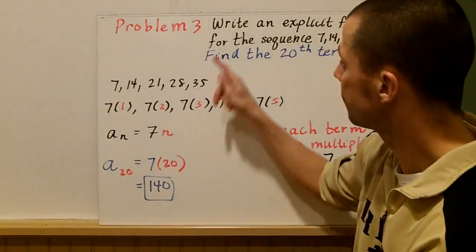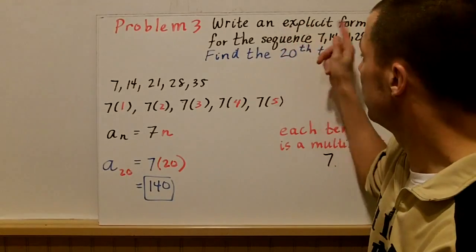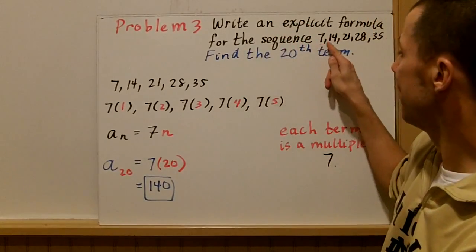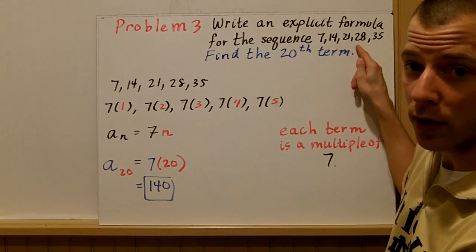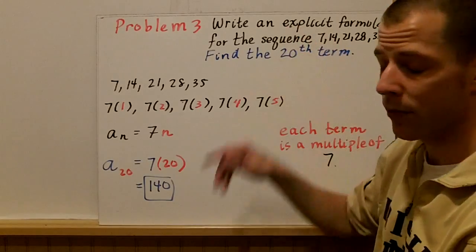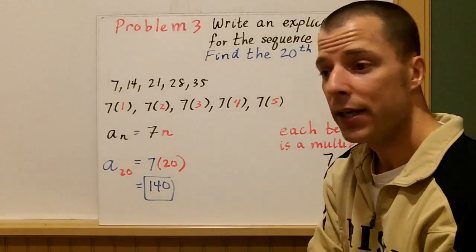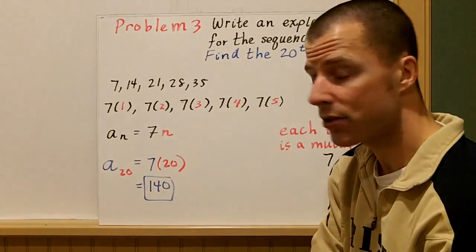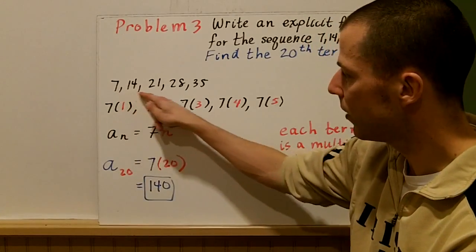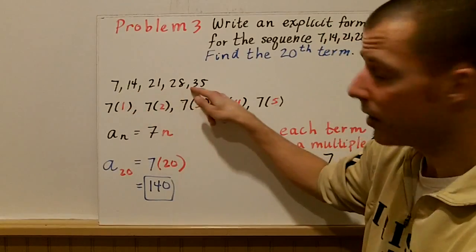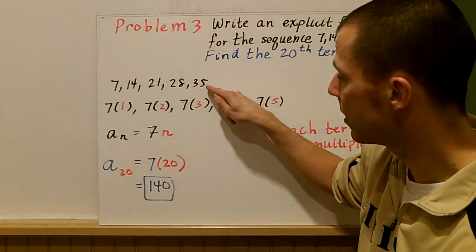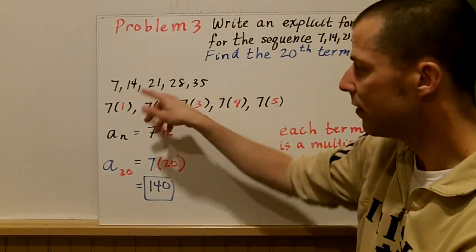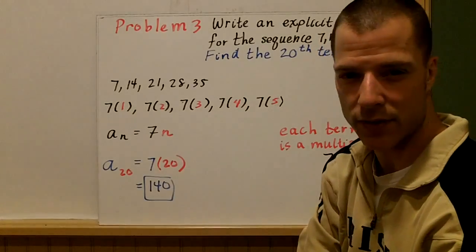Problem number 3. Write an explicit formula for the sequence 7, 14, 21, 28, and 35. So this time we're going with the explicit formula. Now this means we don't have to use the previous term to generate the next term. So I've rewritten the sequence here. This would be finite because there's no comma, dot, dot, dot. We were only looking at these first 5 terms.